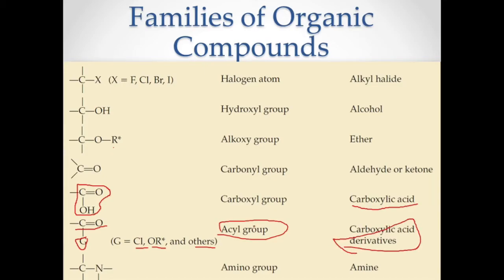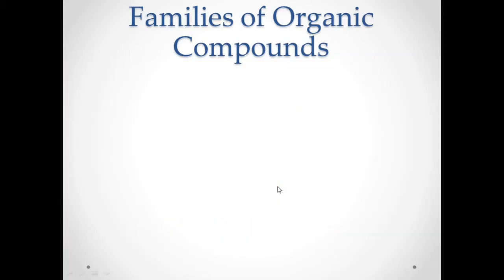So it could be an ester or an acyl. I forgot the name, but it belongs to the carboxylic acid derivatives. Could be an ester. If it contains a nitrogen, then it belongs to an amino group, and the family there is amine. Okay, so more of this when we go along to the topics about carboxylic acids, aldehydes and amines.